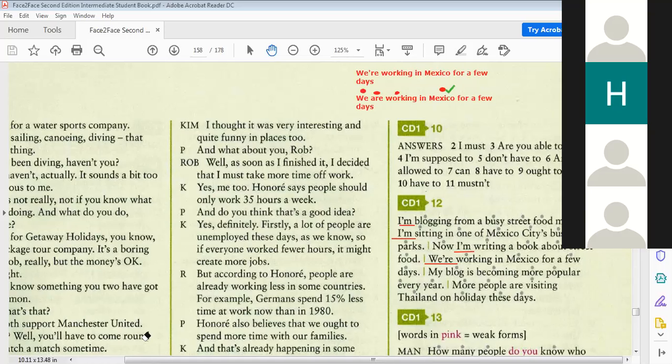I'm emphasizing us. But what if I emphasize are? We are working in Mexico for a few days. What do you think? If I'm emphasizing are, we are working in Mexico for a few days.